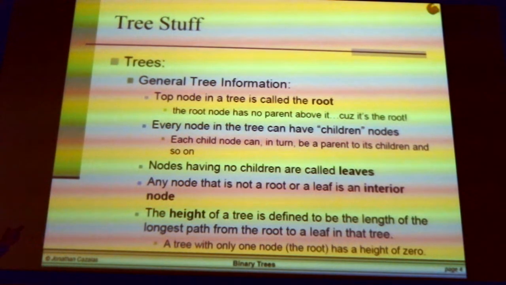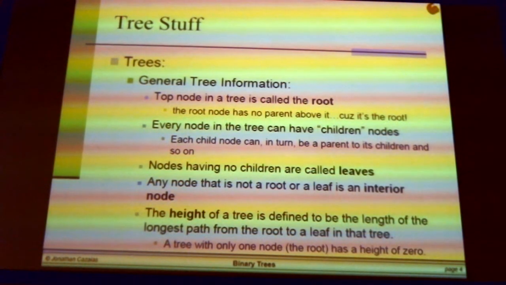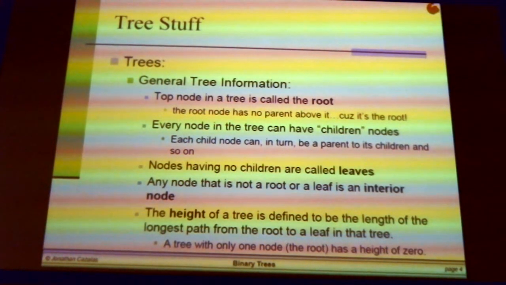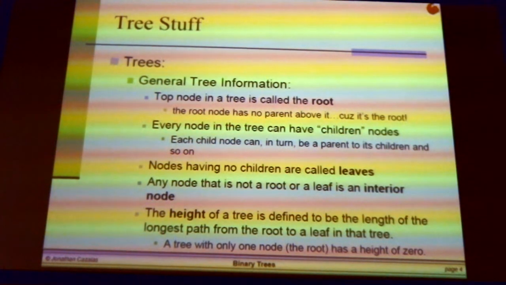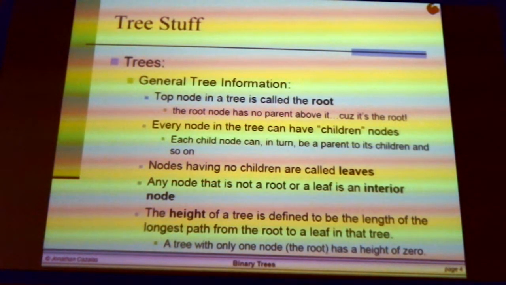The overall height of our tree is defined to be the length of the longest path, from the root to a leaf in the tree. A tree with only one node, the root, has a height of 0.